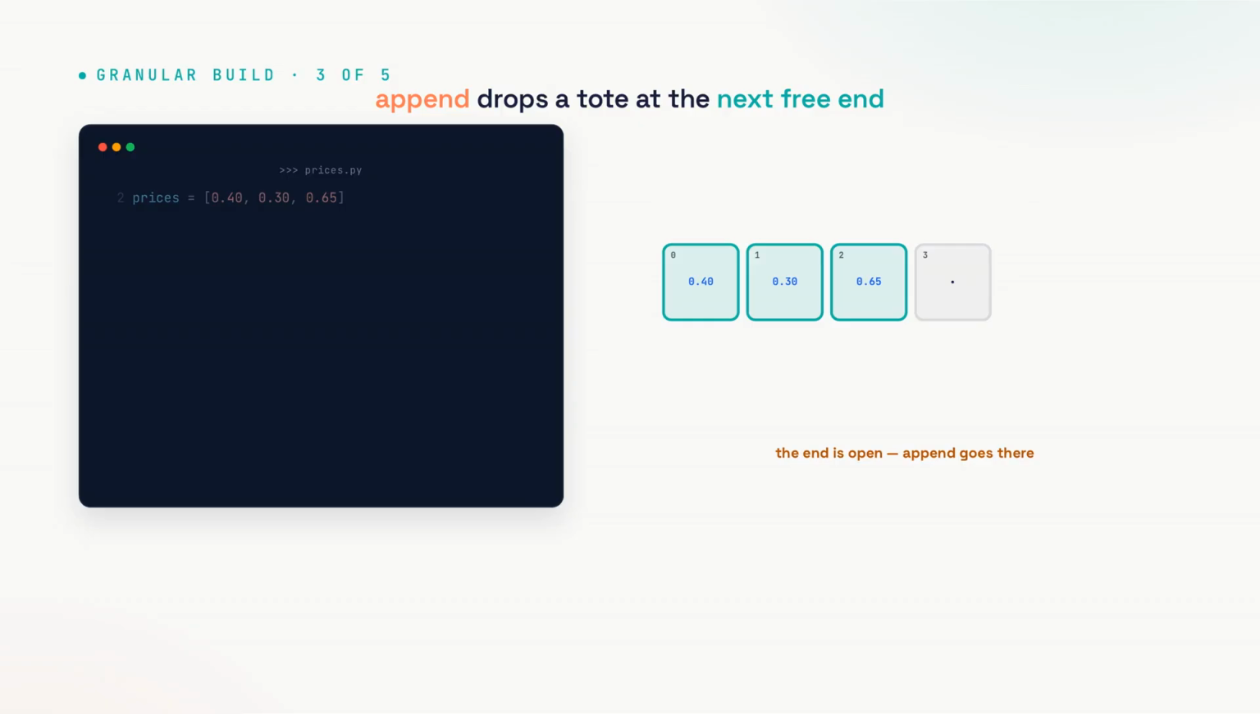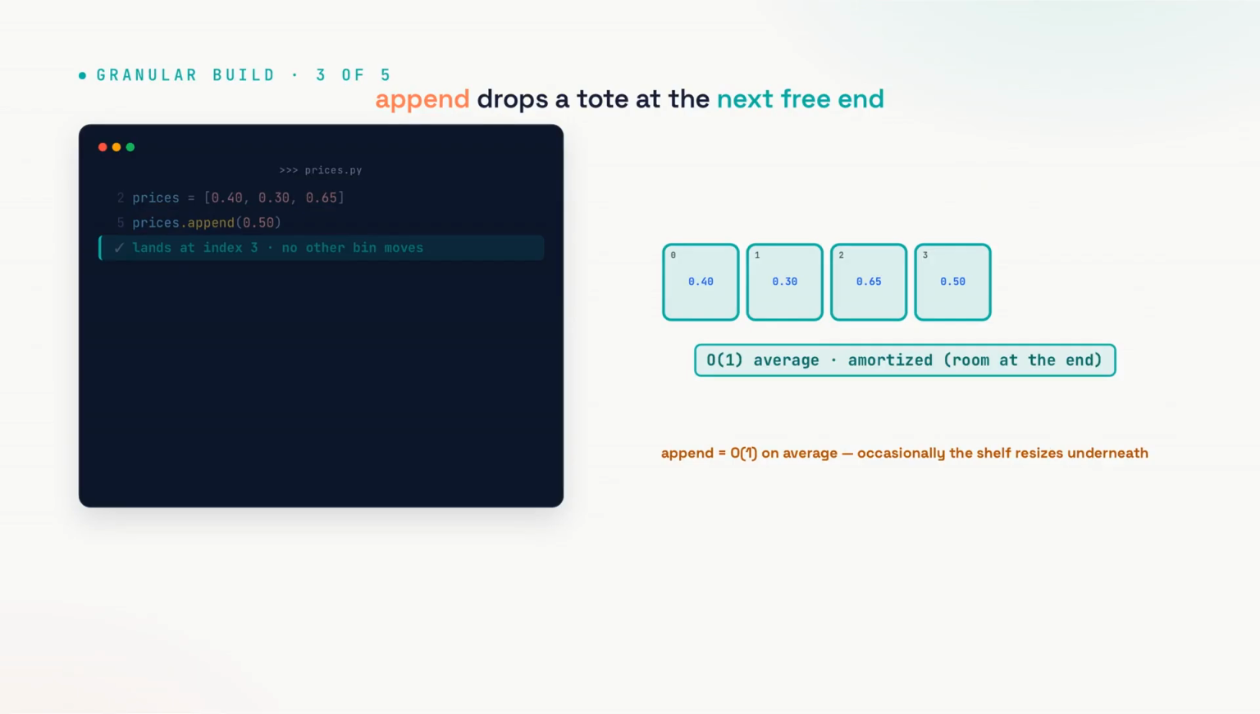Step 3, adding a tote. The end of the shelf is open, so append goes straight there. We append 0.50. It drops at index 3, the next free slot. Nothing else on the shelf moved. That's O(1) on average, amortized. Every so often the shelf runs out of room and Python resizes it, copying every tote. The same O(n) work the front pays. But a resize is rare, so spread across many appends it's still constant per append. Insert at the front pays that O(n) every single time. That's the whole difference.